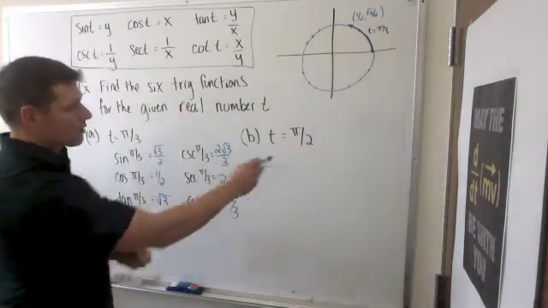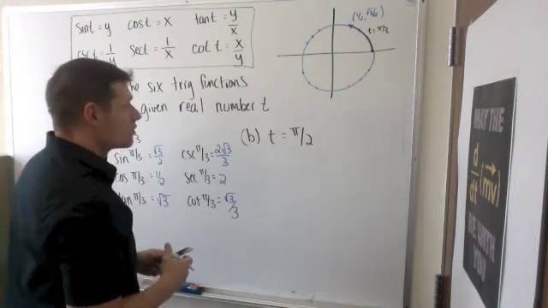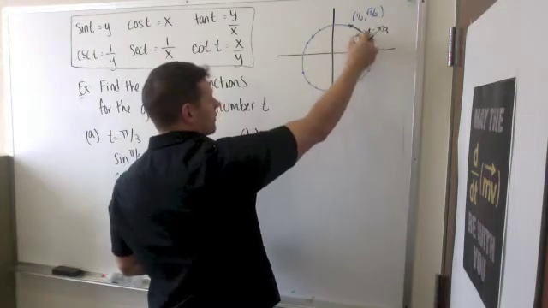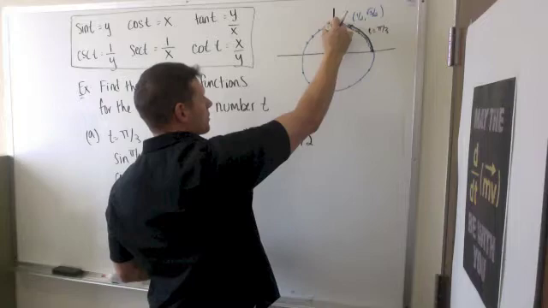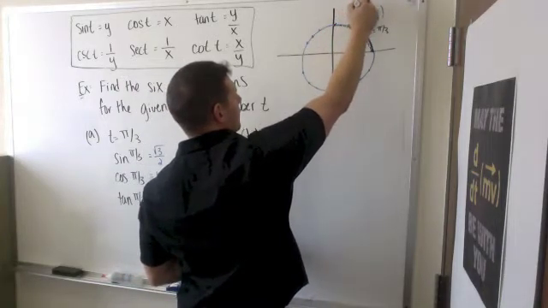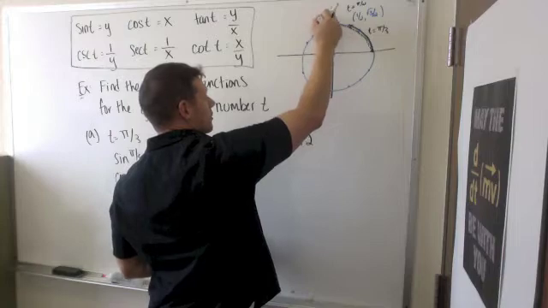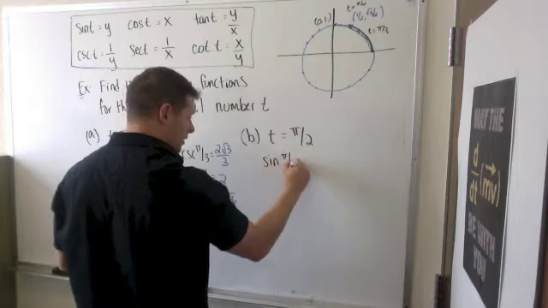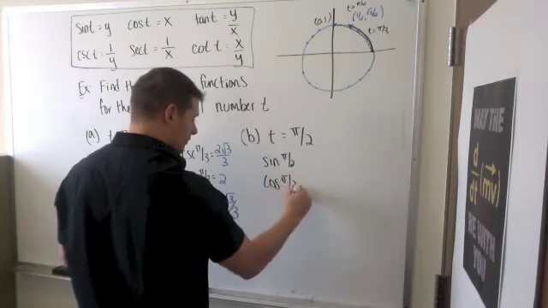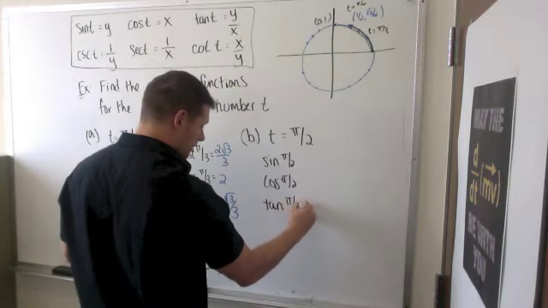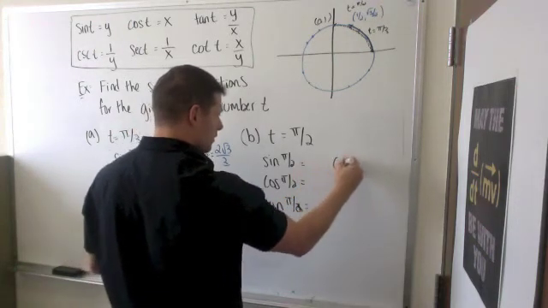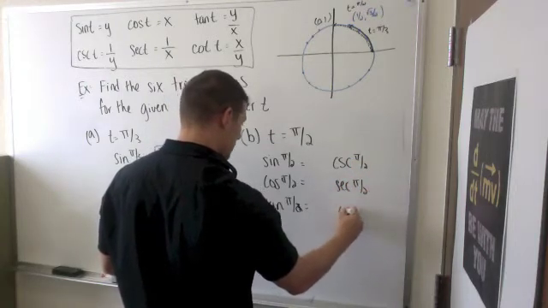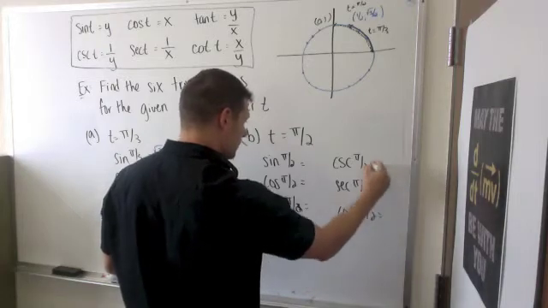Now, suppose we have t equals pi over 2. We note that the terminal point associated with t equals pi over 2, so here's pi over 2 length around the circle, this is t equals pi over 2. The terminal point here is the point 0, 1. So therefore, if I want to calculate all the 6 trigonometric values for it: sine of pi over 2, cosine of pi over 2, tangent of pi over 2, cosecant pi over 2, secant pi over 2, and cotangent pi over 2.